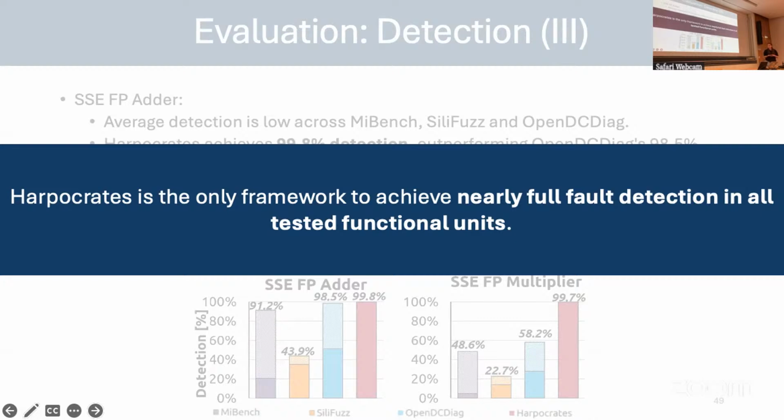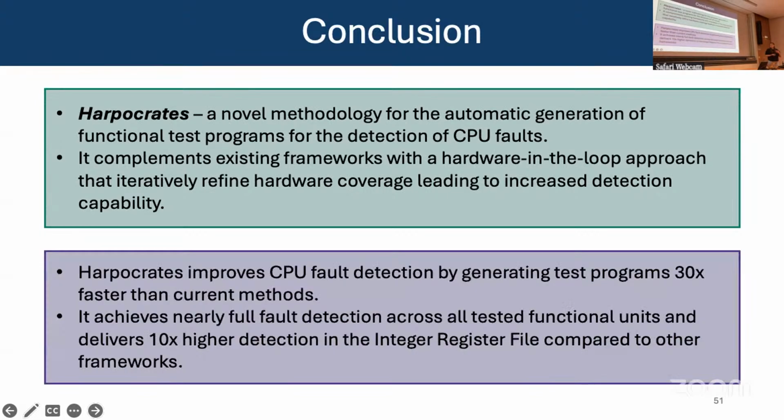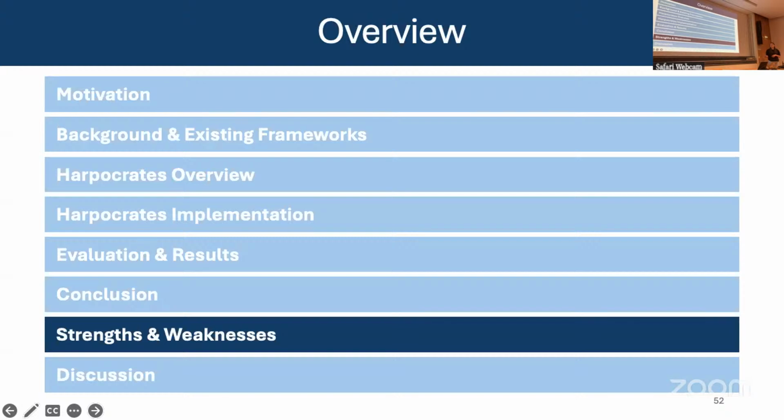And now, to conclude, the paper introduced a novel methodology for automatic generation of functional test programs, and it complements existing frameworks with a hardware-in-the-loop approach, leading to increased detection capability. As a result, Harpocrates improves CPU fault detection by generating test programs 30 times faster than current methods, and it also achieves nearly full detection across all tested functional units and 10 times higher detection in the integer register file. And now moving on to strengths and weaknesses.